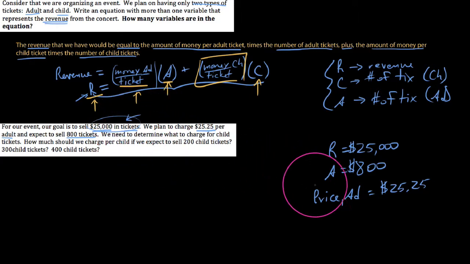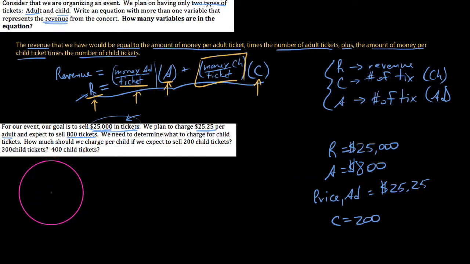So we already know what we want in the end. We can now say this, we want to sell 200 child tickets. And now knowing this, we can actually substitute this into our equation up top, or our model. So we're going to do this now.